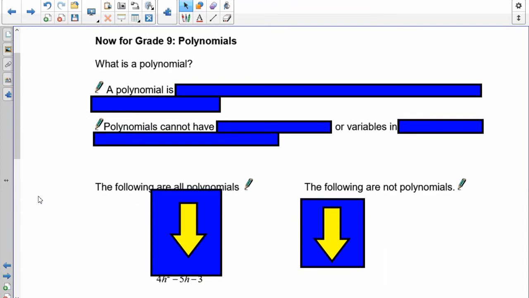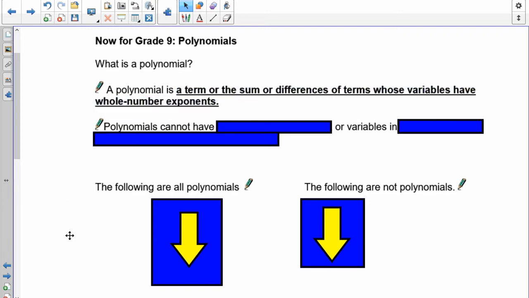Right, now for grade 9. Before we can do polynomials, we have to do a little bit of basic terminology and find out just what polynomials are. So for example, what is a polynomial? Well, here's your definition of a polynomial. A polynomial is a term or sum or differences of terms whose variables have whole number exponents. Okay, so they are whole numbers, integers by themselves, or anything that has a variable which has a positive exponent.